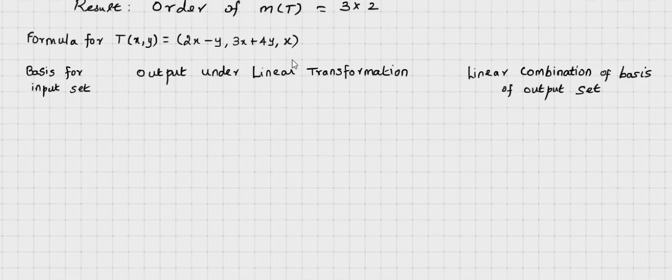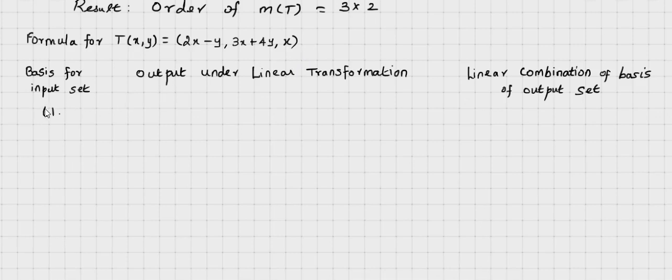Now what is the basis for the input set? The first element is 1, 0. For this we are going to find out the output, that is T of 1, 0. Just check the formula, how we have to apply the formula. That is very important.